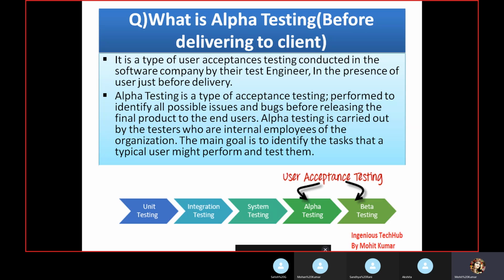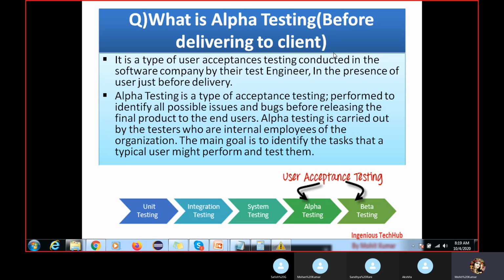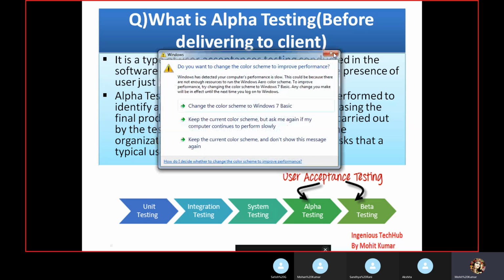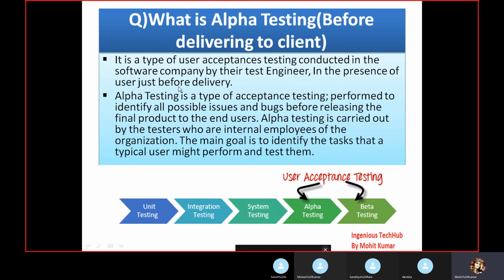It is a type of user acceptance testing conducted in the software company by their test engineers in the presence of the user, just before delivering. Alpha testing is a type of acceptance testing performed to identify all possible issues and bugs before releasing the final product to the end user. Don't get confused here. Here we are delivering our product, within my organization, from one team to another team.